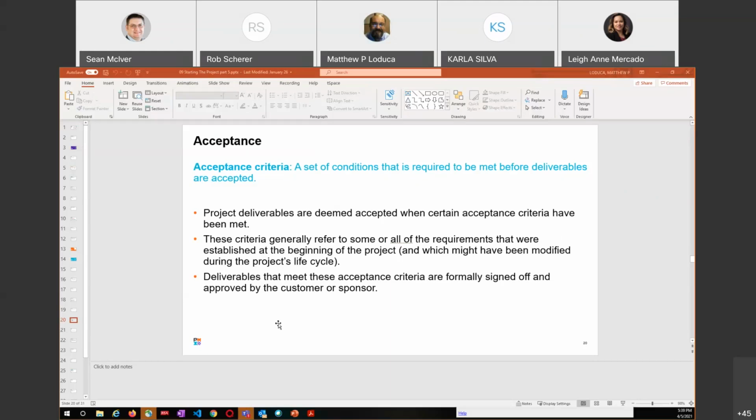When we get out there, especially in Agile, we're working on this and the customers look at it, you demo it and they're like, oh, you know what, it would really be nice if we could do this. It takes time and it takes money and it could hit their scope, but if it's something that they want, you have new acceptance criteria, and you work to complete that. Deliverables that meet these acceptance criteria are formally signed off and approved by the customer sponsor.